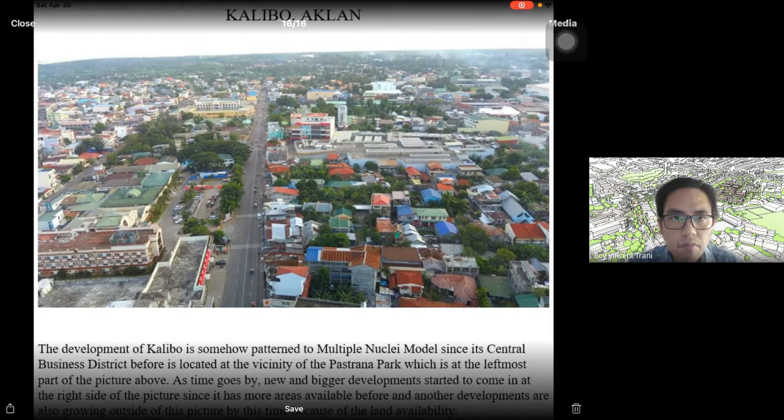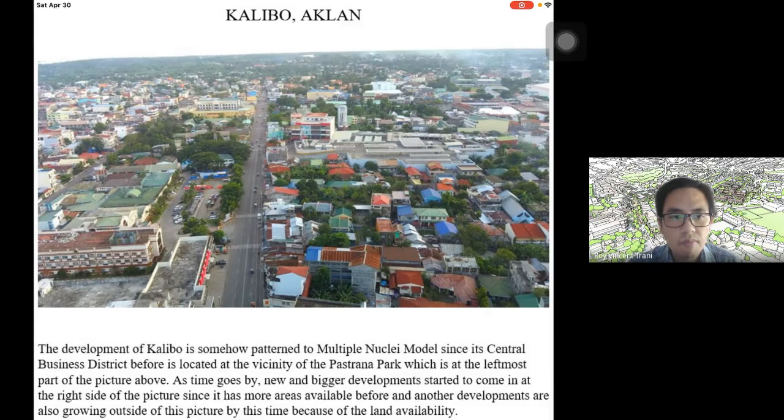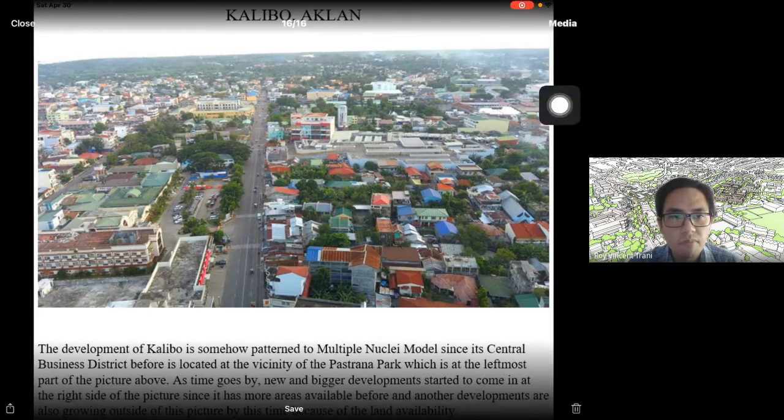Since there is no more space where the CBD was before, the development happens in the outskirts. In this picture, on the leftmost are the originally old developments, and on the rightmost are the new ones. Outside of this picture there are many more new developments, since that is all the available land.